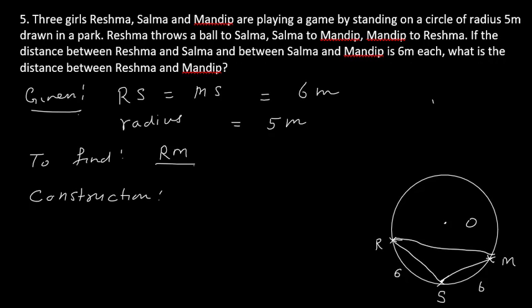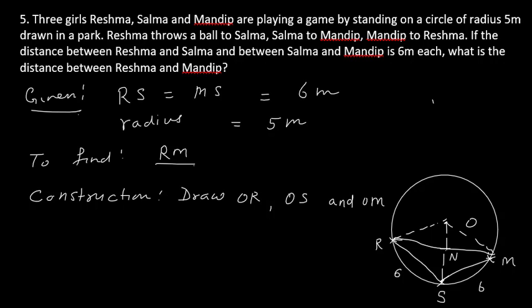I will draw OR, OS and OM. So let us draw these three segments. First we draw this, then we join this, then we join this, and suppose this point of intersection is N. Okay, any symbol you can take N.